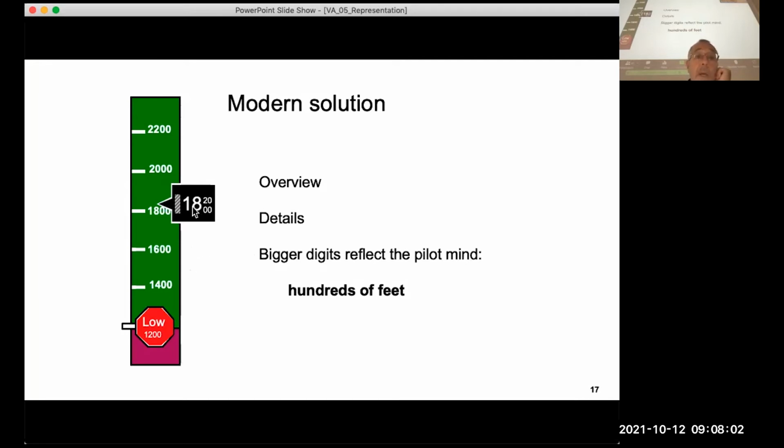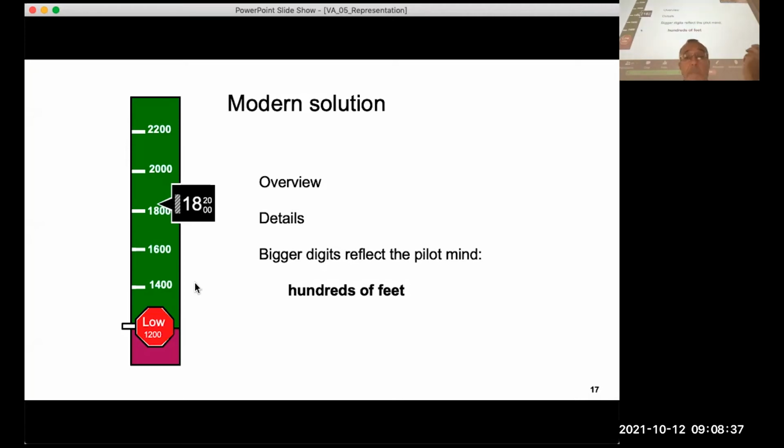You have a double encoding. This is another point that I will stress in other visualizations. Sometimes it makes sense to double encode the same value. Here, this value is encoded as a position. The position is encoded: okay, I am a little bit above this value. And I have also the digit here. So I can read them twice. You will never be fooled by this kind of altimeter.